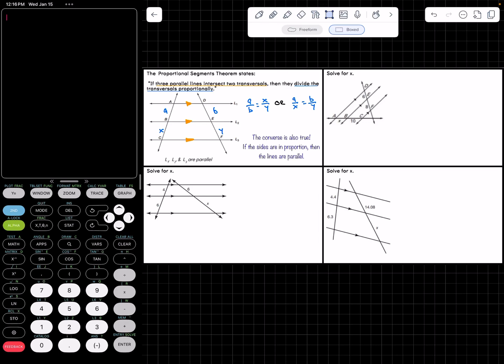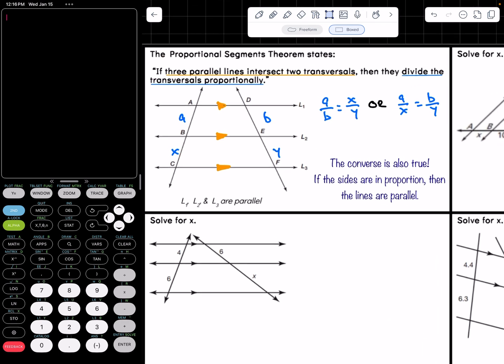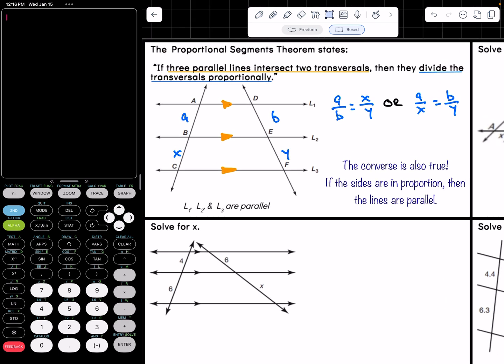The proportional segments theorem is very similar to the triangle proportionality theorem, or the side splitter theorem, that we just talked about. Essentially, though, instead of completing the triangle, we're saying that if three parallel lines intersect two transversals, then they divide the transversals proportionately. So in this case, we have L1, L2, and L3. They're all parallel, so we are going to have that A over B equals X over Y, or A over X equals B over Y.